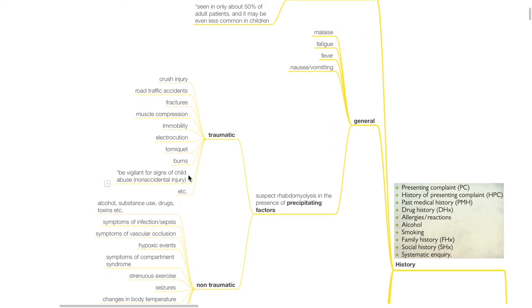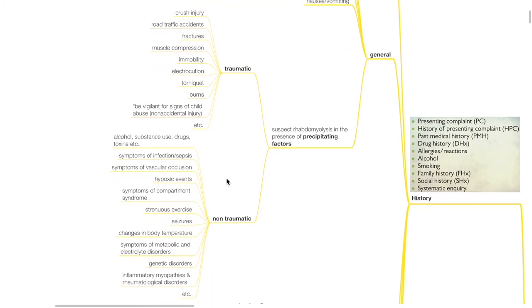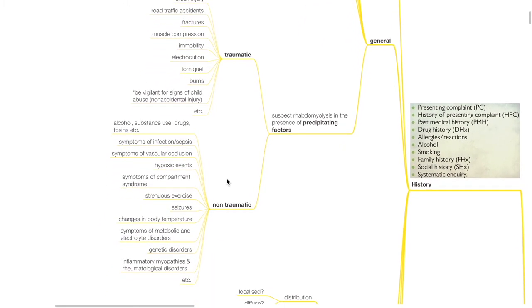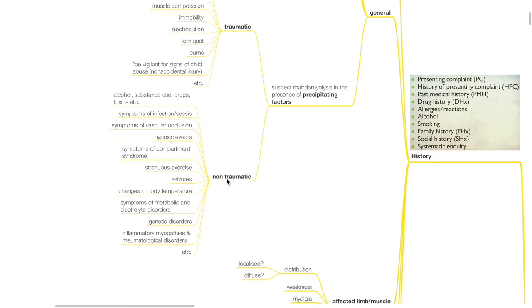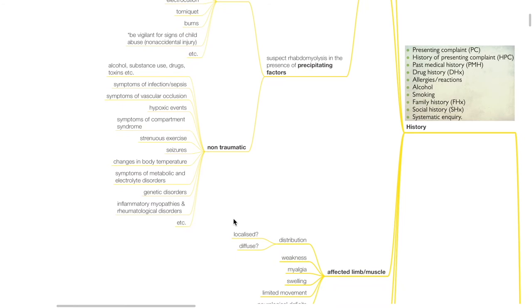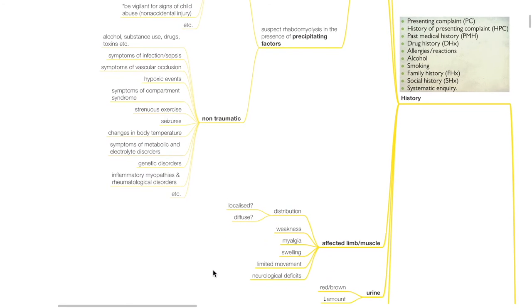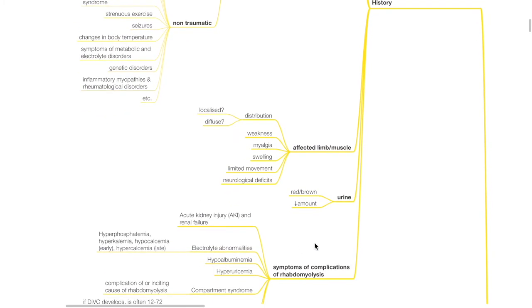Traumatic precipitating factors include crush injury, road traffic accidents, fractures, muscle compression, immobility, electrocution, tourniquets, burns, etc. Non-traumatic precipitants include alcohol, substance abuse, drugs, toxins, symptoms of infection, symptoms of vascular occlusion, hypoxic events, symptoms of compartment syndrome, strenuous exercise, seizures, changes in body temperature, symptoms of metabolic or electrolyte disorders, genetic disorders, inflammatory myopathies, rheumatological disorders, etc.